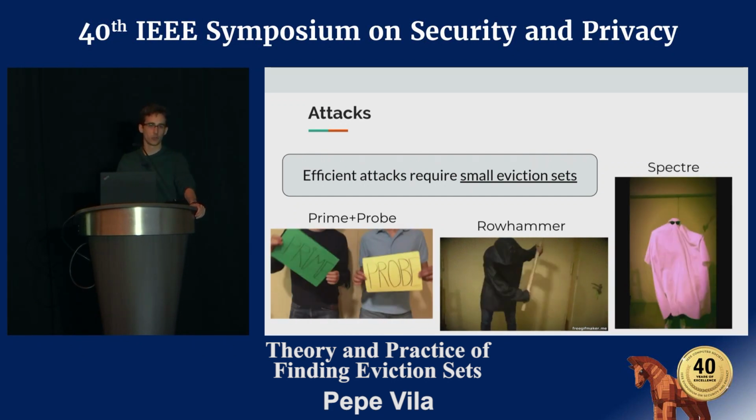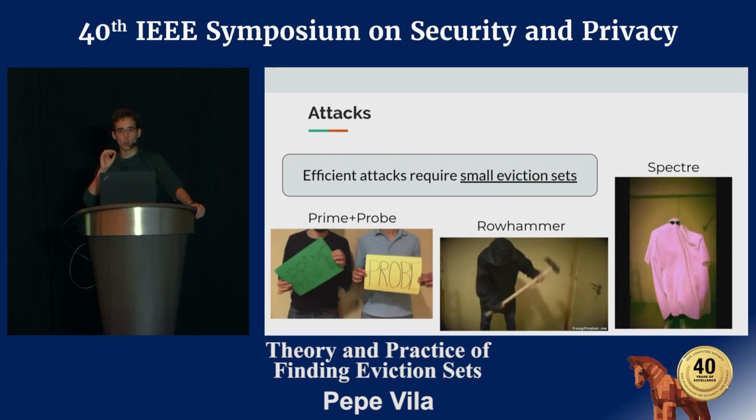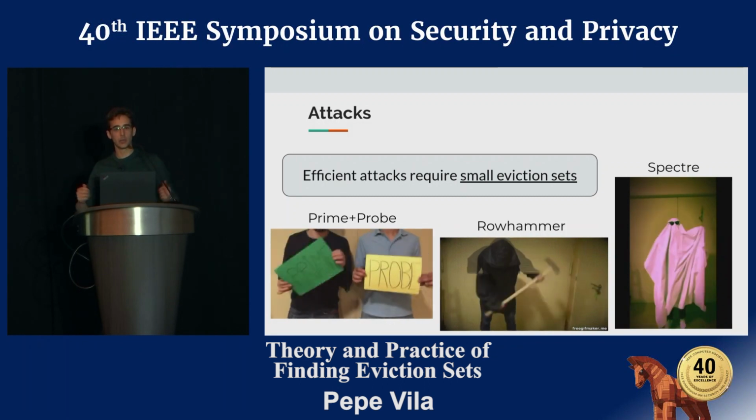And finally, some variations of Spectre we have seen in the first talk require evicting a specific content from the cache in order to increase the speculation window and be able to leak content.